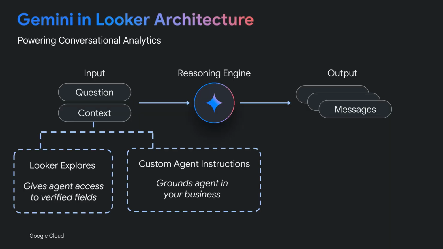This diagram illustrates the architecture of Gemini within Looker. You start with a user question and relevant context, which feed into the reasoning engine. By leveraging Looker Explorers for verified data and custom agent instructions to ground the AI in your business, the engine generates intelligent, context-aware messages for the user.